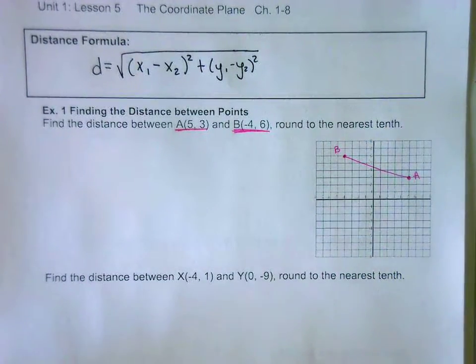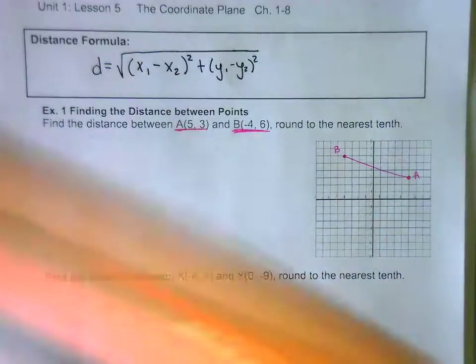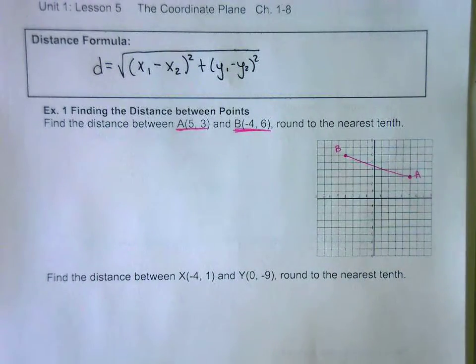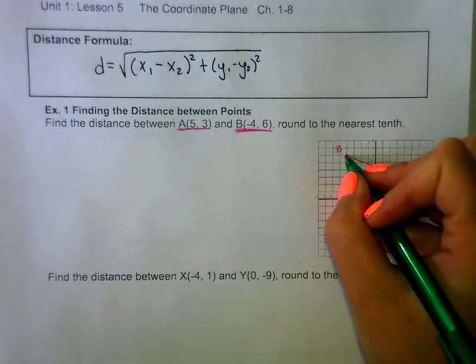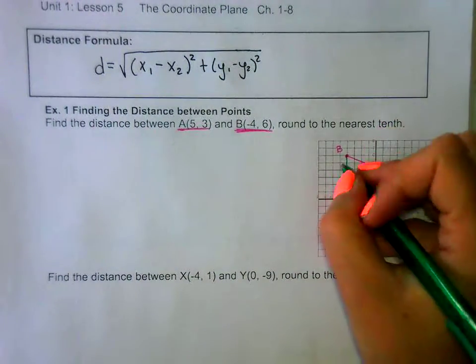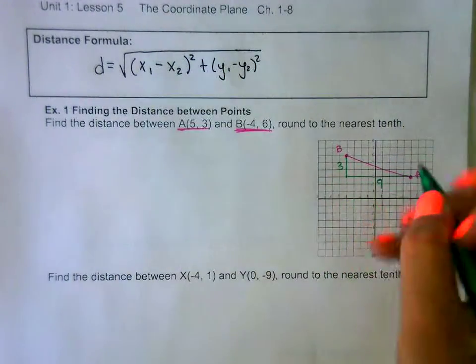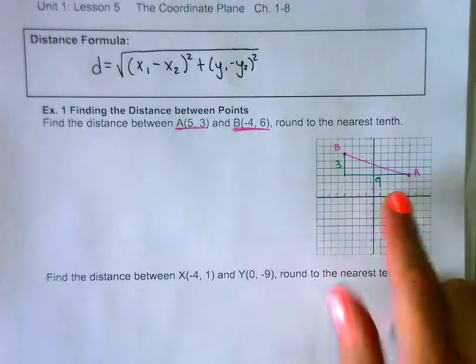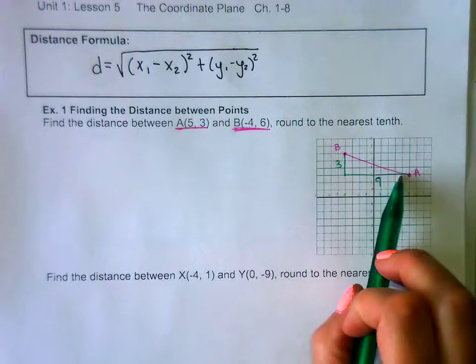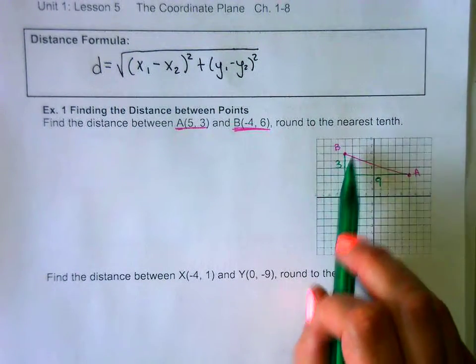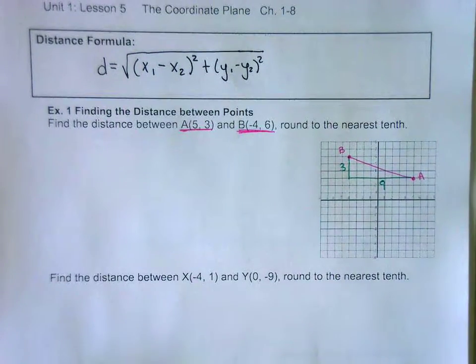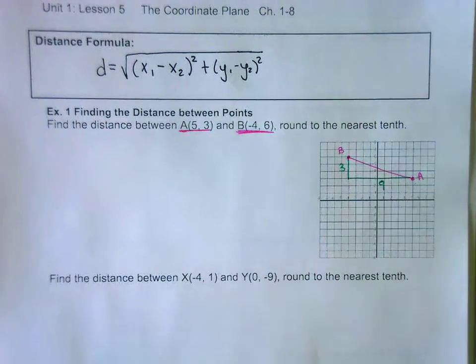Now using the coordinate plane, I can't just count because we're not going in a vertical or horizontal direction. I do know that this is 3 and this is a distance of 9. So looking at the right triangle, from B to A vertically it's 9, and horizontally it's a distance of 3. But I want the distance from B to A. So we're going to use the distance formula.